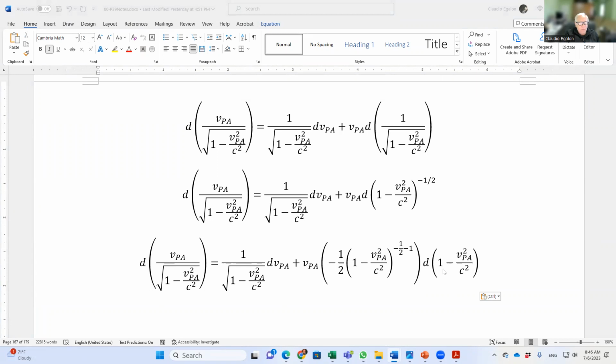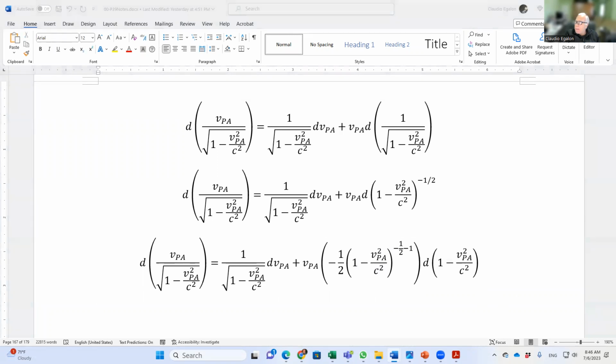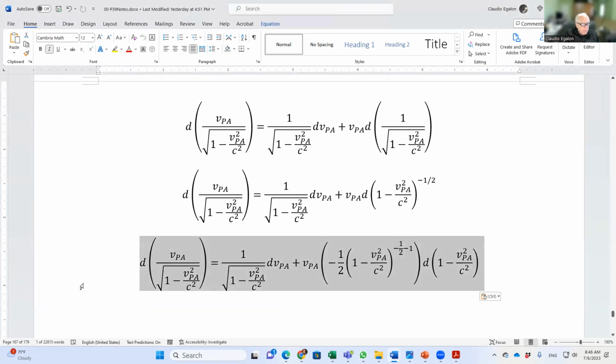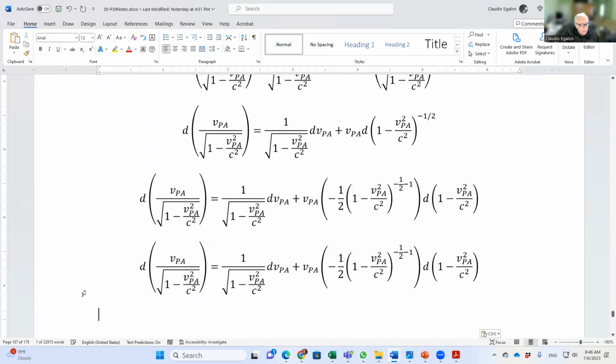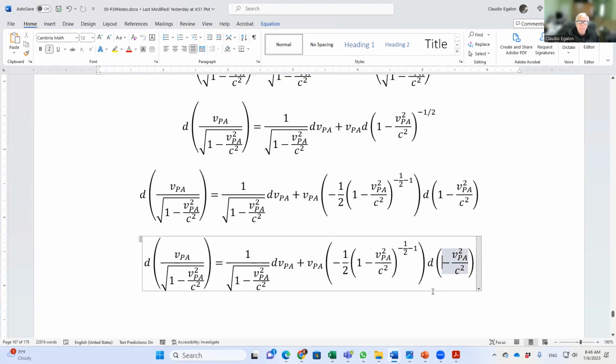Total derivative of this argument right here. Next step, we're almost there. It's going to be kind of big, right? The total derivative of 1 is going to be 0. So we are left with the total derivative of this term here.